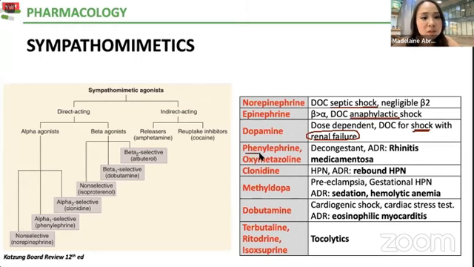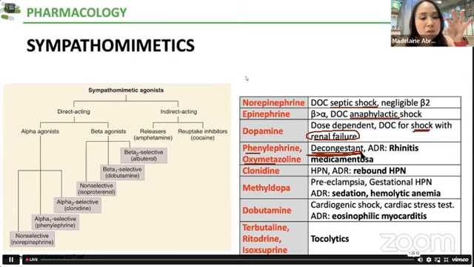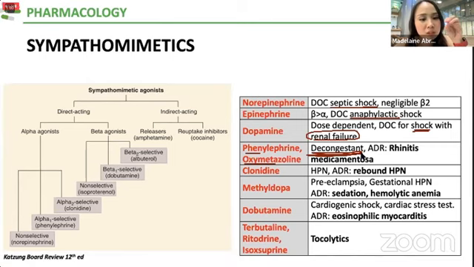Next, your phenylephrine and oxymetazoline, these are your decongestants. How? They're alpha-1 agonists. Alpha-1 agonist, ibig sabihin, they constrict. Ano ba kapag sipon? Dilated. Kaya sinispon. So, to decongest you, constrict. So, use an alpha-1 agonist.